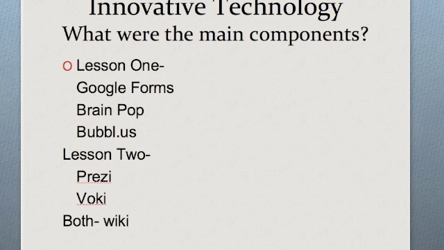The different components of technology that I'm going to be using, as I've mentioned before, in lesson 1 we're going to be using Google Forms for a test. We're going to use Brain Pop and a YouTube video on the 9 themes of digital citizenship. We're also going to be using BubbleUs. In lesson 2 we're going to go into Prezi and Voki, and with both lessons I use a wiki as my platform to access all the links and the websites.